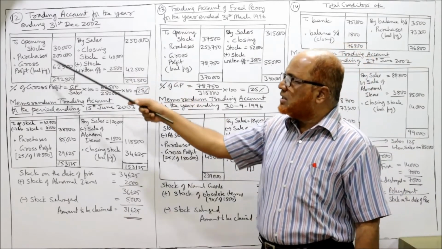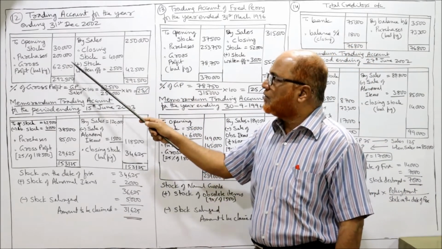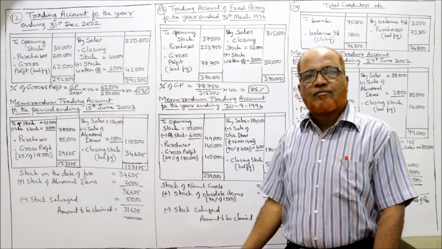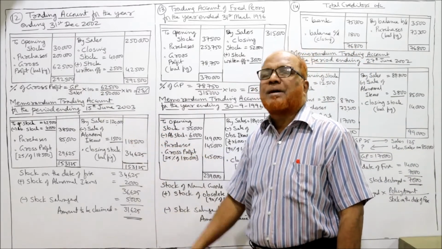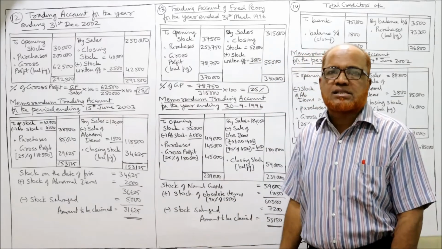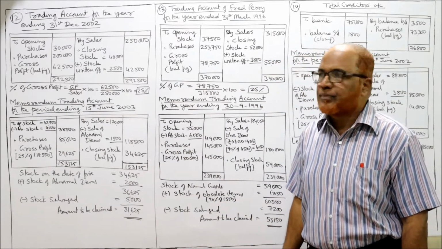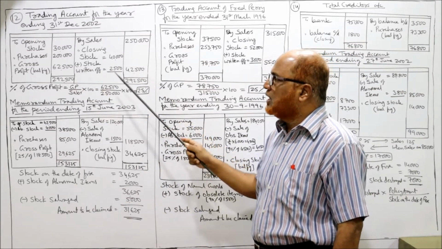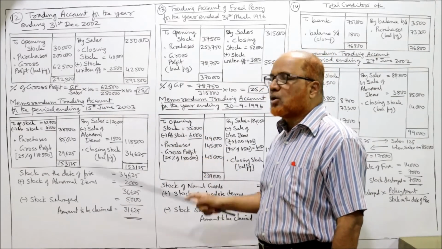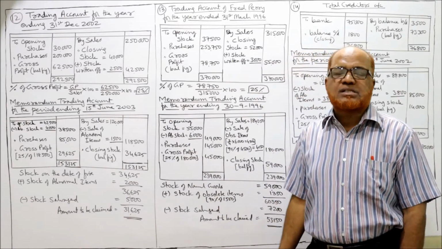So by preparing this trading account, we got the gross profit of 62,500. From 62,500, now we'll calculate the percentage of gross profit on sales. Percentage of GP: GP 62,500 divided by 2,50,000 into 100. So you will get the gross profit ratio of 25% on sales.